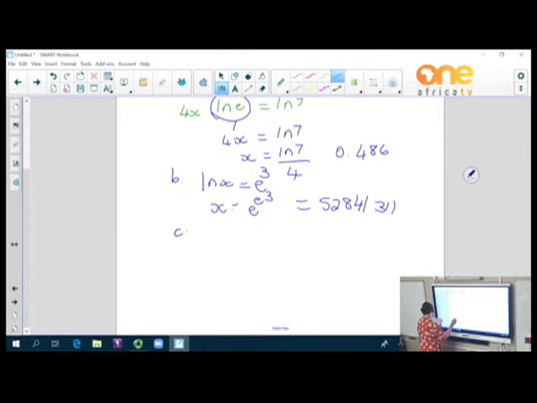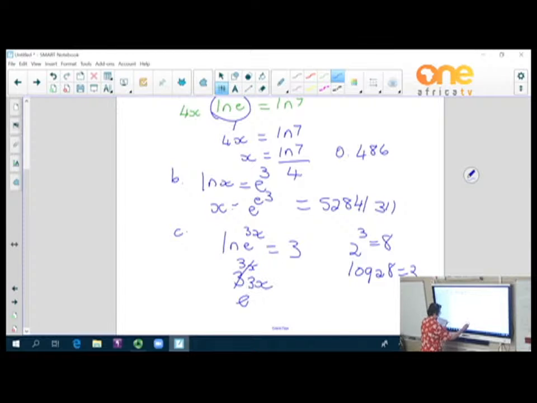Number C, and this one is ln e to the power of 3x is equal to 3. So again, we're going to use our basic fact that 2 to the power of 3 is 8, so log base 2 of 8 is 3. Ln is log e, log base e. So e to the power of 3x is equal to e to the power of 3.